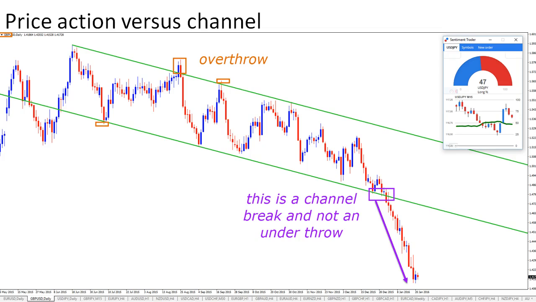Just because price breaks the channel by a bit doesn't mean the channel is broken immediately. It could be just an over or underthrow, and that's why we have to wait and see. And it's better to be a bit cautious. There are two types of breaks. Breaks that go against the trend, and those could be bigger corrections or reversals, or breaks that go with the trend, like this example on the pound USD daily.